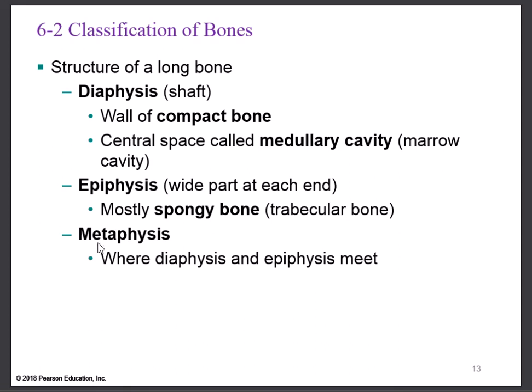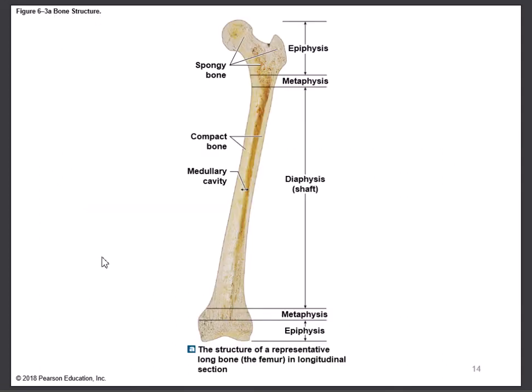The metaphysis is the place where the epiphyses meets the diaphysis. If we look down over here, this was the epiphyses, right? This was the diaphysis here. So this joining place right here is the metaphysis. This is where our growth plate is located during our formative years, right? And then it eventually becomes bone. Here's the metaphysis proximally, right? So wherever the epiphyses meets the diaphysis, that is going to be called the metaphysis.